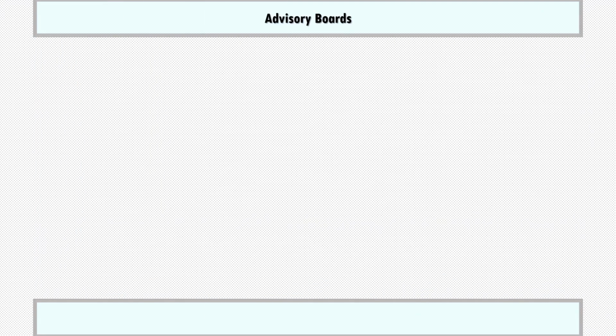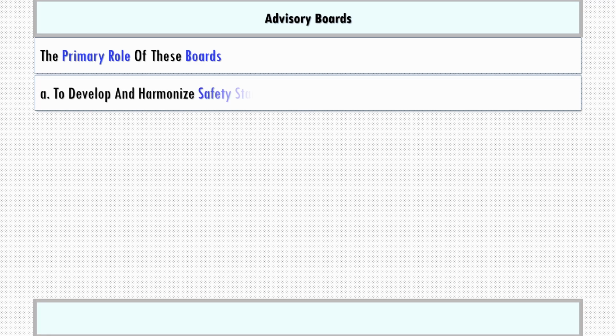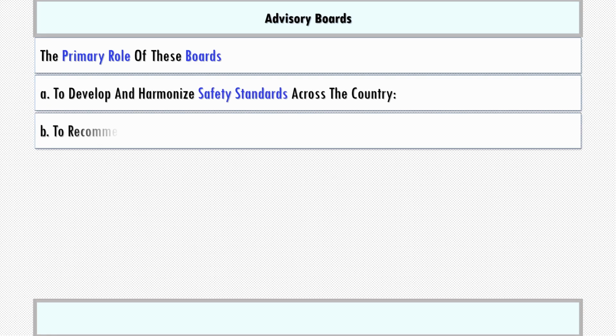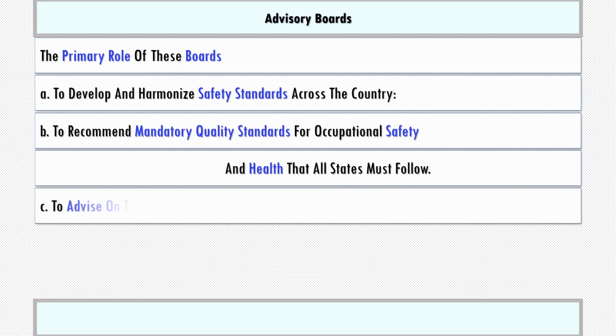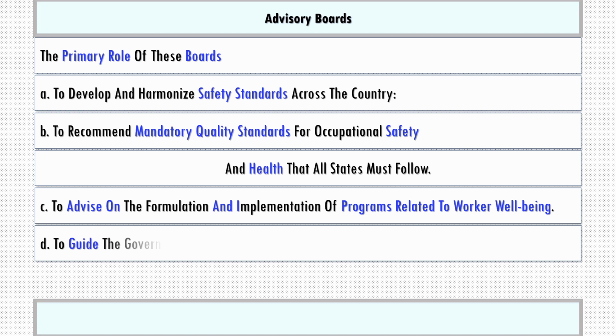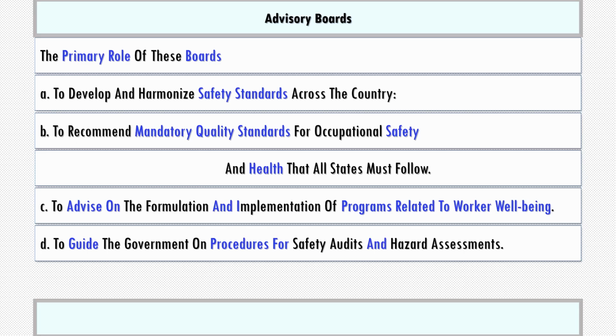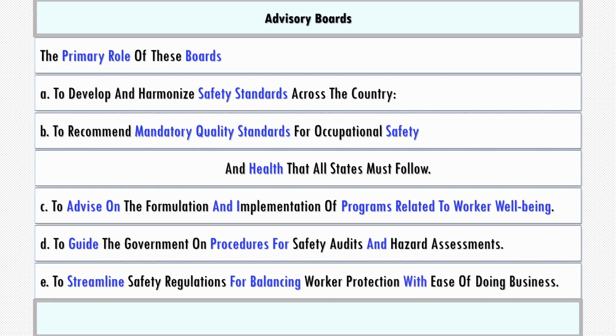The primary role of these boards is fivefold: to develop and harmonize safety standards across the country, to recommend mandatory quality standards for occupational safety and health that all states must follow, to advise on the formulation and implementation of programs related to worker well-being, to guide the government on procedures for safety audits and hazard assessments, and to streamline safety regulations for balancing worker protection with the ease of doing business.